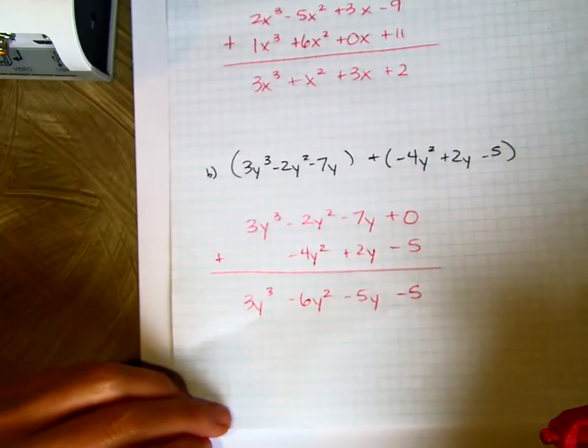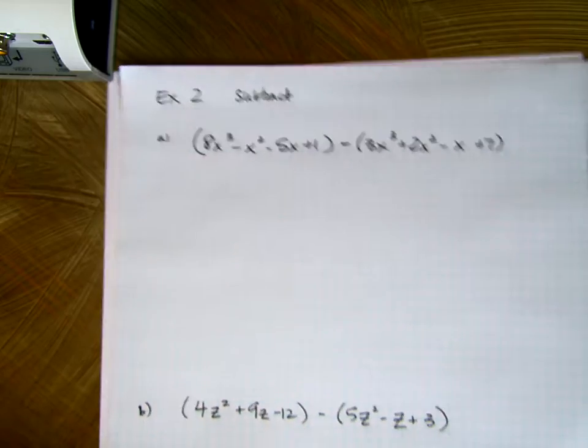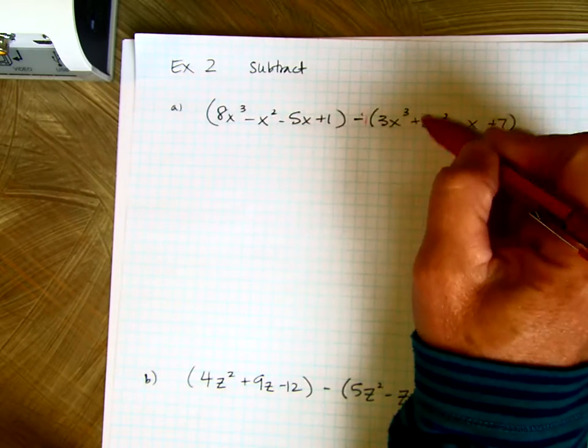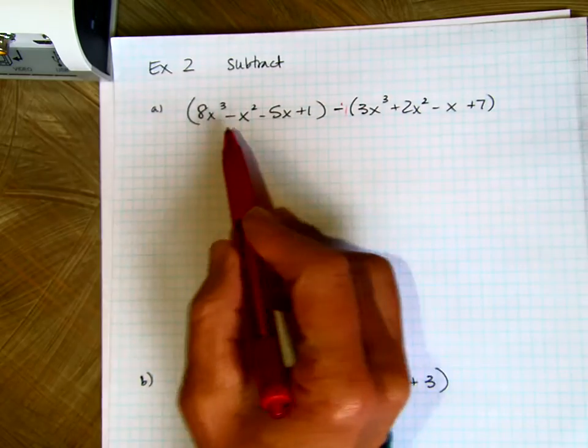Now subtraction is always a little trickier. Did I raise that up enough so you guys could see that? I think so. Subtraction is often a little trickier because we have to remember it's almost like there's a negative 1 out front here, so you're distributing that negative.